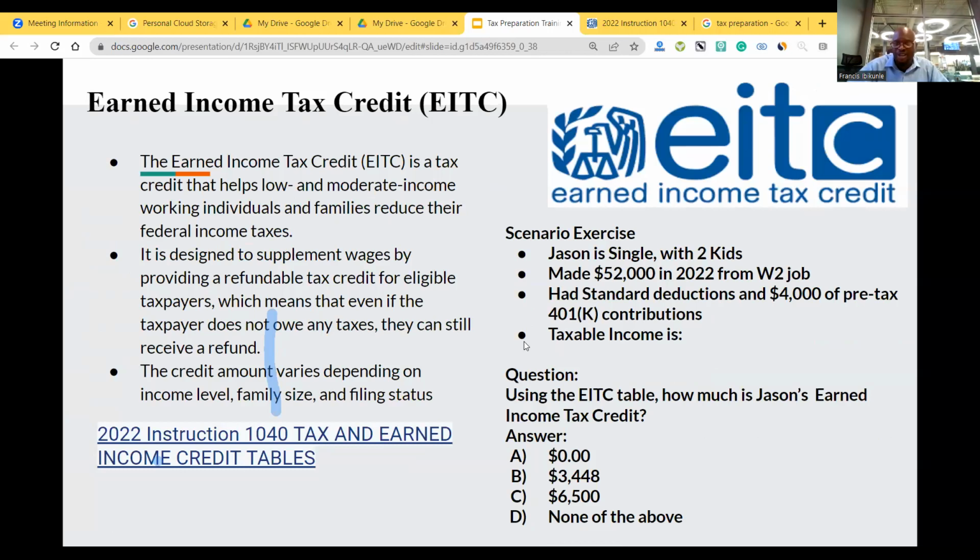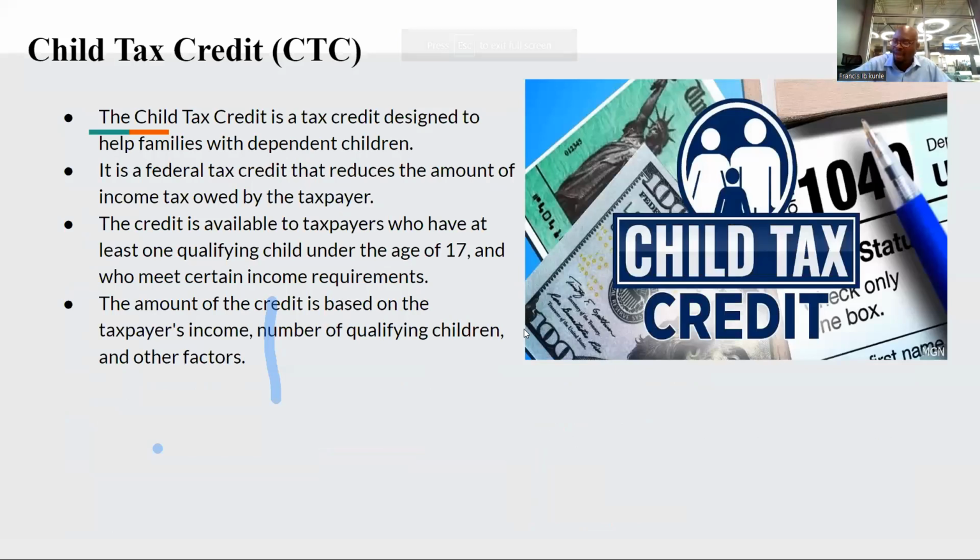Because of our time, we might not be able to finish, but I'm sure you understand the concept. Then we have another which is called the child tax credit. Okay, so we have the child tax credit. The child tax credit is a tax credit designed to help families with dependent children. It's a family tax credit that reduces the amount of income tax owed by the taxpayer. The credit is available to taxpayers who have at least one qualified child under the age of 17 and who meet certain income criteria. The amount of the credit is based on the taxpayer's income, number of qualified children, and other factors.